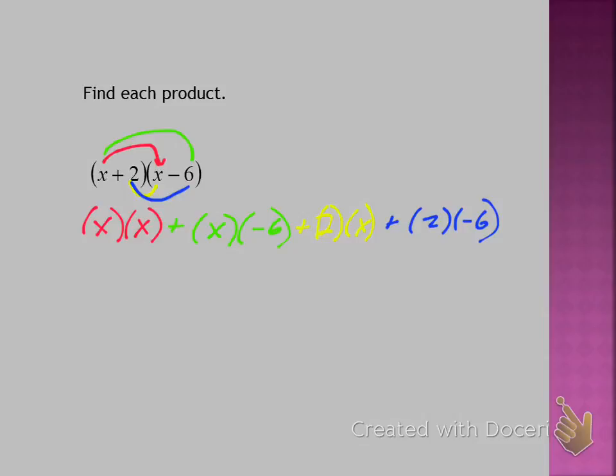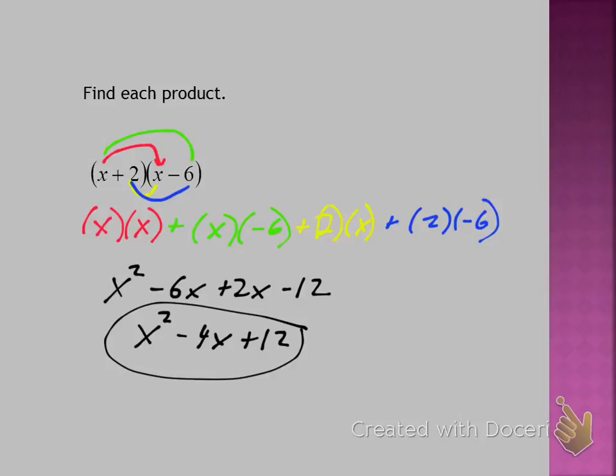FOIL. Do those multiplications. All right, x times x gives you x squared. X times negative 6 gives you negative 6x. 2 times x gives you 2x. 2 times negative 6 gives you negative 12. And then in the middle you have what? You add like terms. So x squared minus 4x plus 12. And that's it.